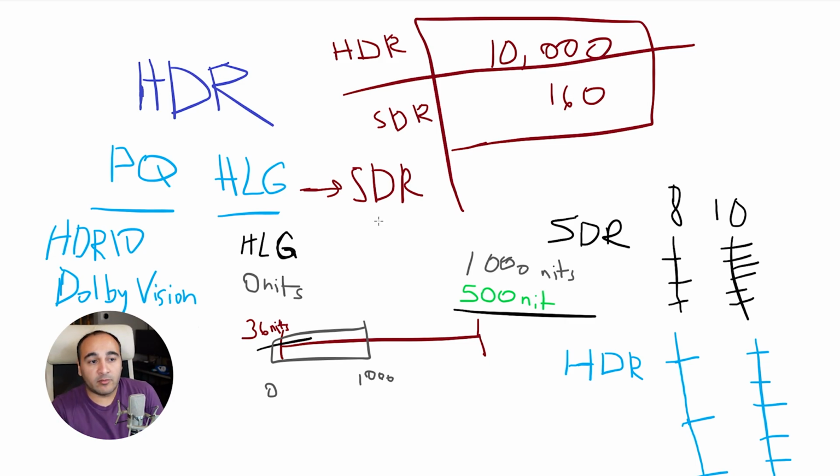SDR, I can calibrate it to whatever number I want. I can calibrate it for 500 nits. It still looks like SDR. The colors should look right. It's just going to be really bright. HLG is the same way. PQ is different. PQ is fixed.